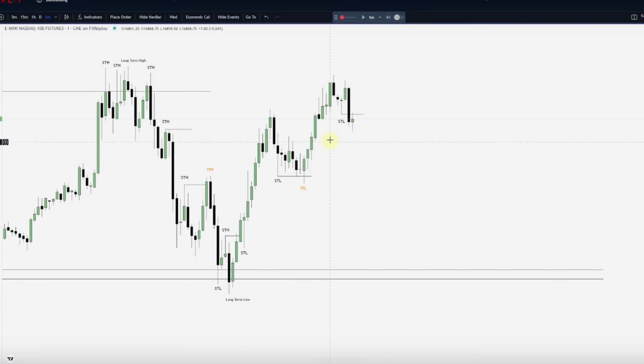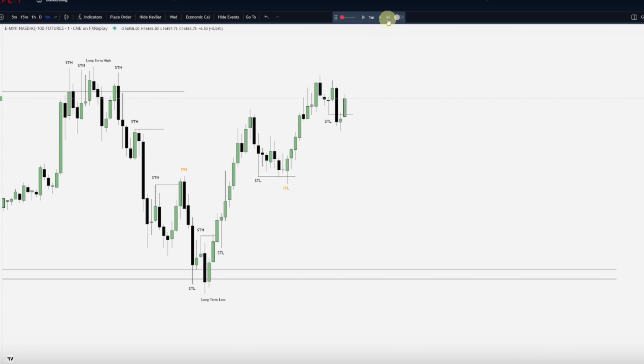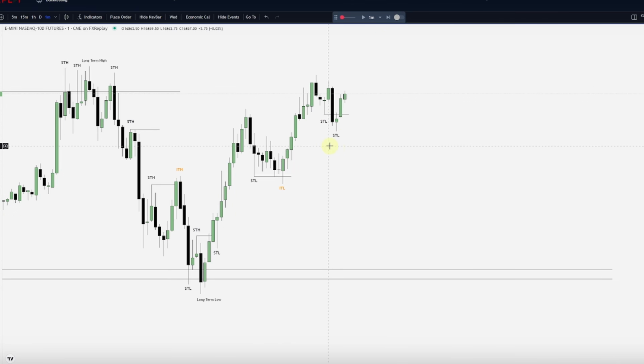Now why is that? Well, look at discount and premium. We go ahead and mark that out. You can see price wanted to retrace to a discount to then move higher. Now we have another short-term low here. This isn't an intermediate term low until we put in a short-term low on the right side of it that is higher.